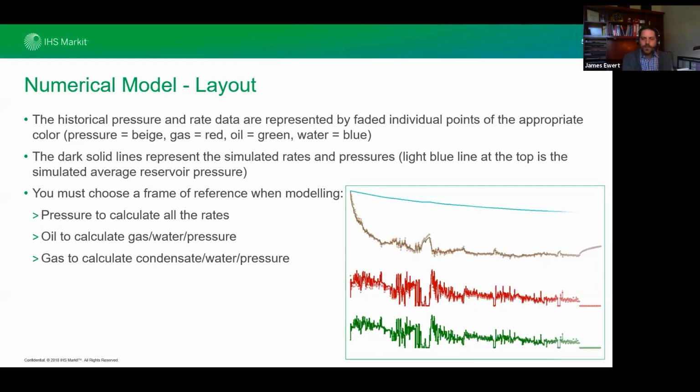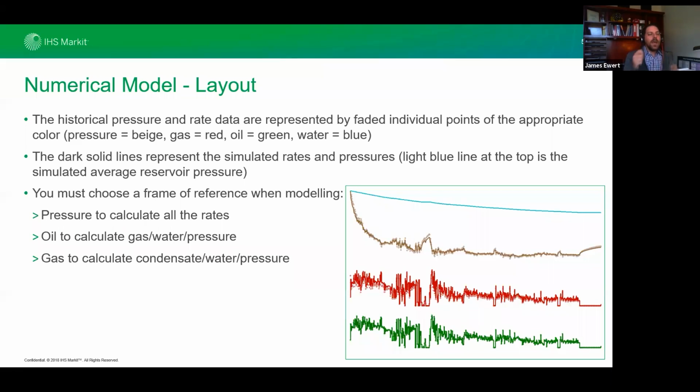So this is the numerical model. Once again, I use just an oil well. There's oil, gas, and pressure. Usually when you're modeling, you need to have a frame of reference, okay? So either you can choose to be the pressure, and then the model is going to calculate the oil, the gas, and the water, or you can choose to be oil, and then it will calculate the pressure, the water, and the gas, or you can choose to be gas, or for whatever reason, if you really wanted to, you could choose to be water. But whenever you're making a model, you have to have a frame of reference.